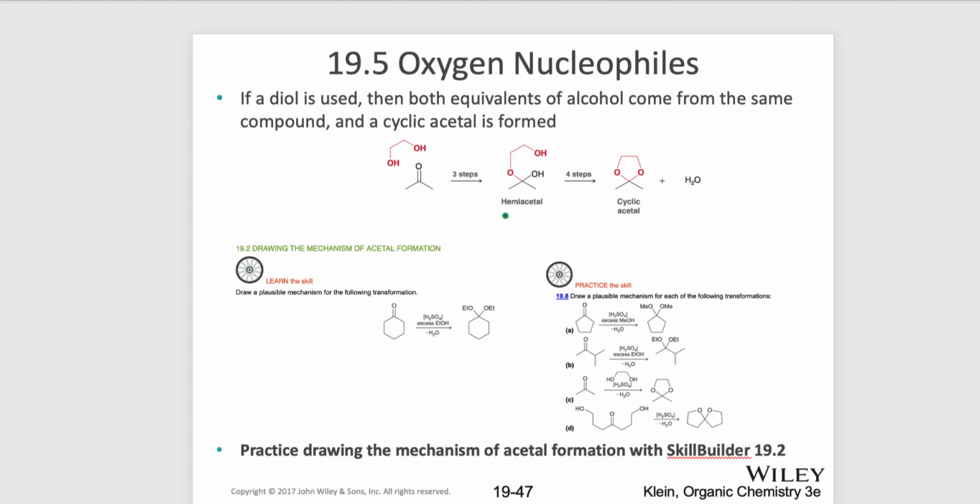First, we have the hemiacetal, as mentioned before. And then we're going to convert this into an acetal, which is going to be cyclic because the two alcohol groups are linked. Overall, there are 3 steps to get here and 4 steps to get here. It's good practice. And then also, you have skill builder 19.2.